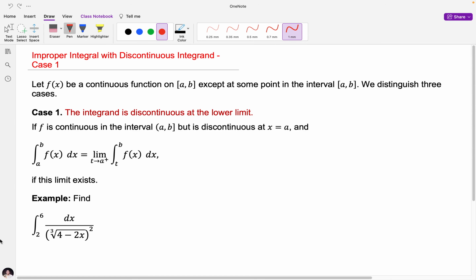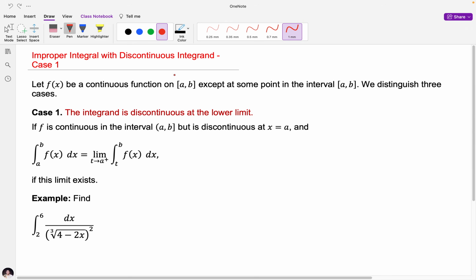Hello everyone, in this video lesson we will be discussing the technique in evaluating the second type of improper integral, and that is with discontinuous integrand. So here we will be dealing with functions that are discontinuous at a certain point on the given interval. We let f of x be a function that is continuous on the closed interval [a, b] except at some point in this interval.